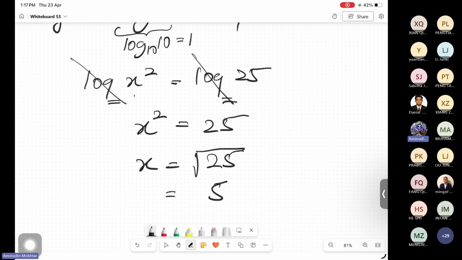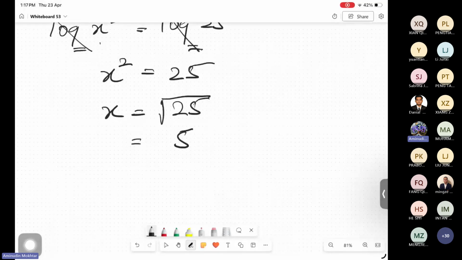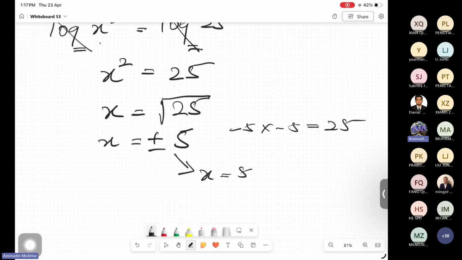Of course, 5 times 5 is 25. But please remember that a positive 5 times a positive 5 is 25, and we also have negative 5 times negative 5, which is also positive 25. So we need to write x equals plus or minus. In other words, there are two values for the answer here, x equals 5 and x equals negative 5.